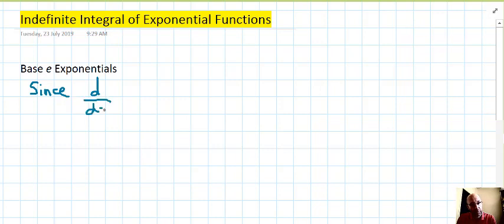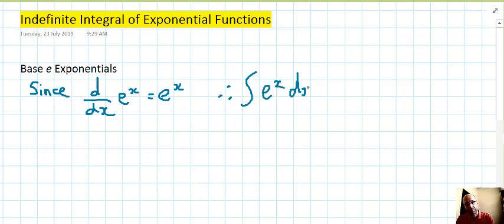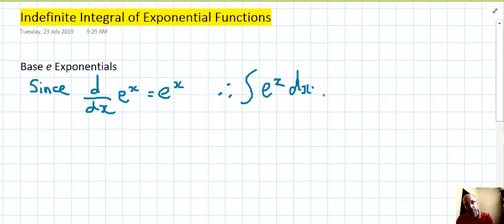Since the derivative of e to the x is e to the x, from our previous knowledge, easiest result in the world to remember, isn't it? The integral of e to the x dx is e to the x plus c. Shouldn't be any great surprises with that one. So there's one for you. So the integral of e to the x is e to the x plus c. So we can continue on.